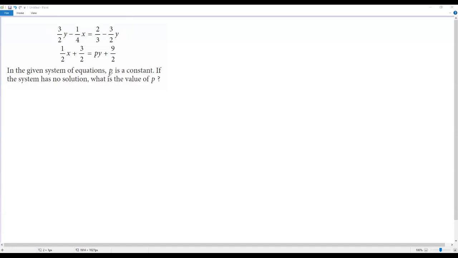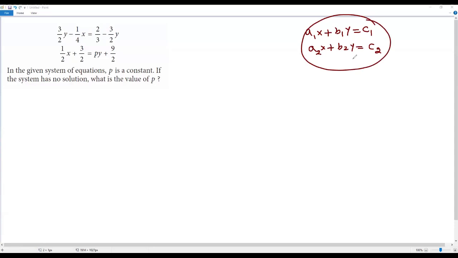Okay, so to solve this problem, let's consider a system of two linear equations in standard form. That is a1x + b1y = c1. This is a linear equation in standard form, which means having the x term and y term on the left side and the constant on the right side. Let me consider another linear equation in standard form, that is a2x + b2y = c2. So here we have a system of two linear equations in standard form.